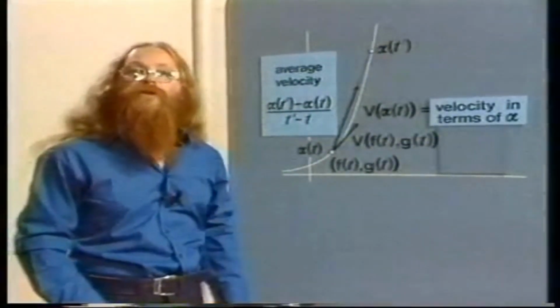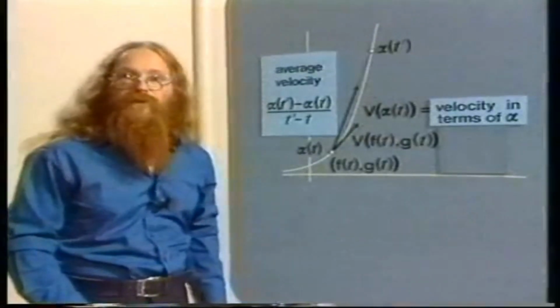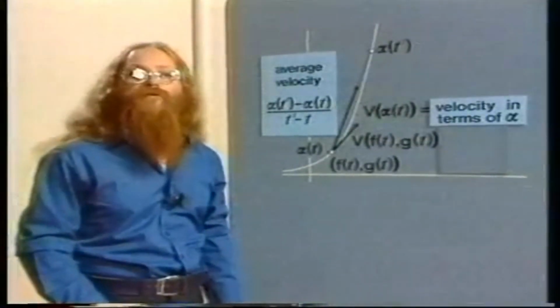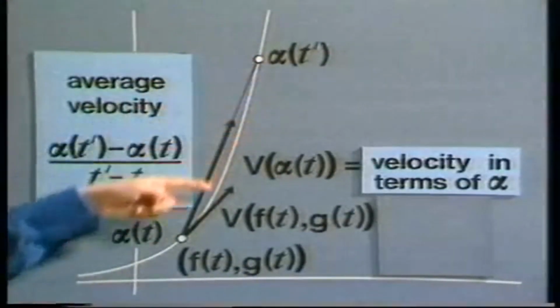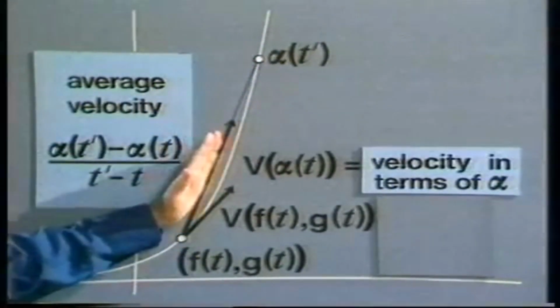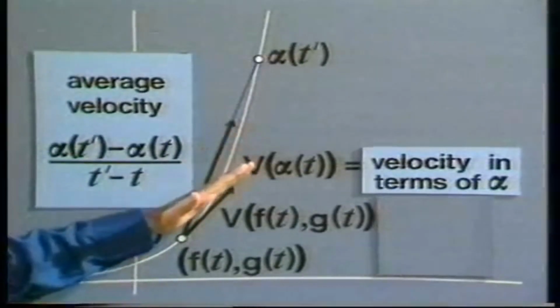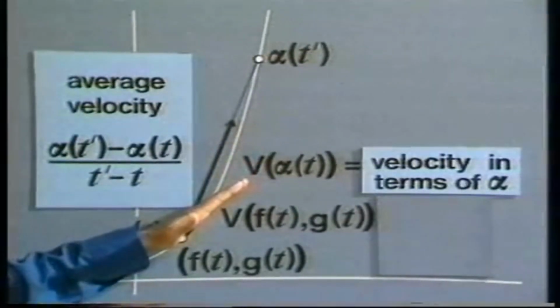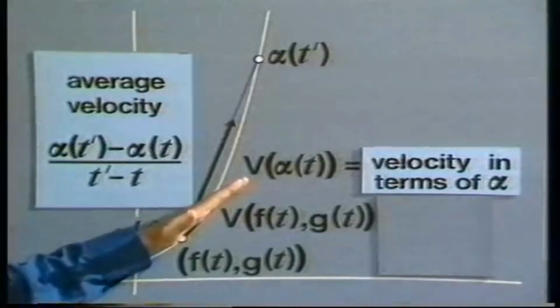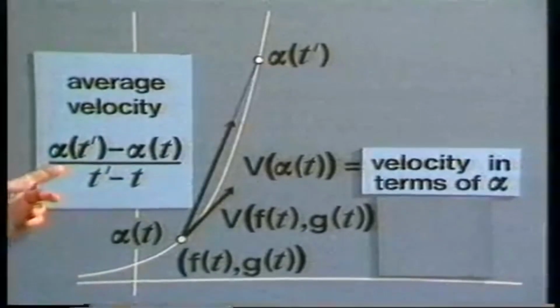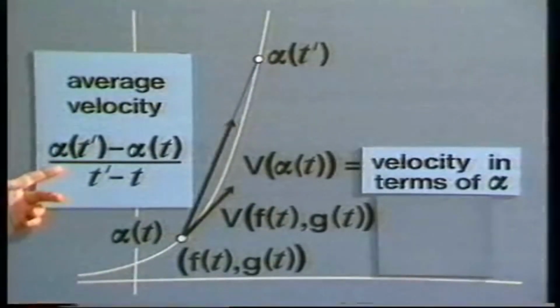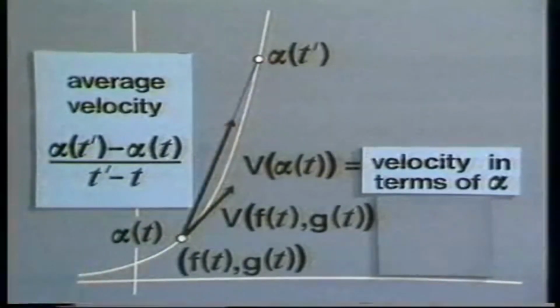What we're now going to do is look at smaller and smaller time intervals. That is, we're going to take t prime closer and closer to t. So this point gets closer and closer to here. This velocity vector gets closer and closer to what we think of as the instantaneous velocity at time t, which is in the tangent direction. So if we can give this expression some meaning when t prime equals t, we can sensibly use that as our definition of velocity at alpha t.